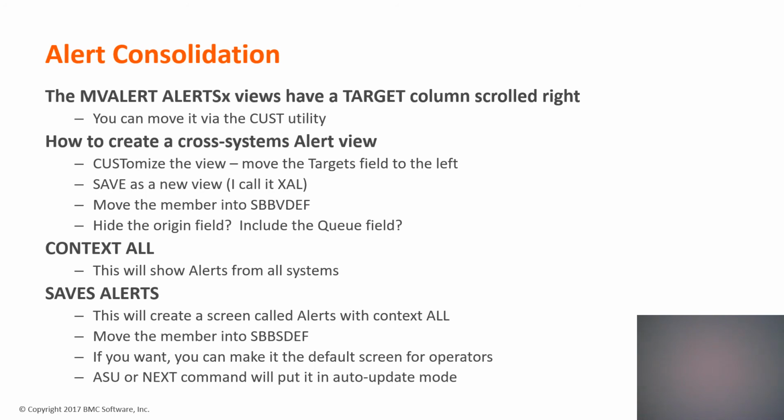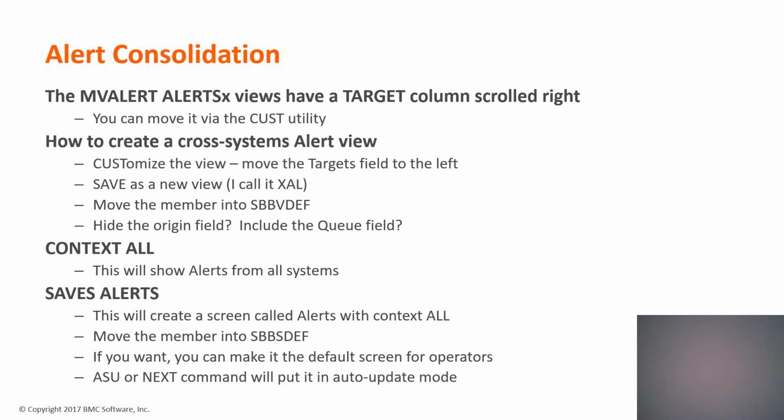It is possible to consolidate all of your alerts to a single display, and we can do so by using MainView customization. How we would do this is we would go to the alerts display we want to start with, and then we type in customize or cust on the command line. When we're in the customization dialog, we can move fields around. So if I scroll over to the right, I'll see that there's a target field, and I can move that over to the left so it's visible in the default part of the view.